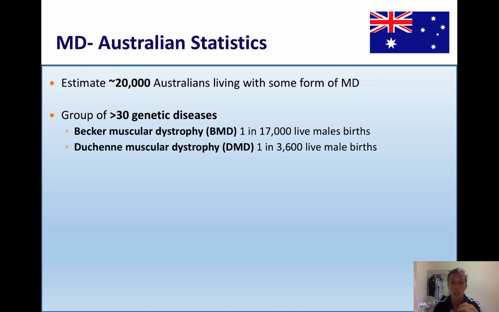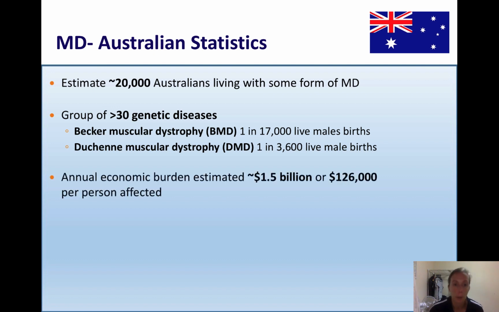And then Duchenne muscular dystrophy, which is DMD. Slightly more severe, more aggressive progression in terms of disease and its time course. But this is currently present in 1 in 3,600 live male births.